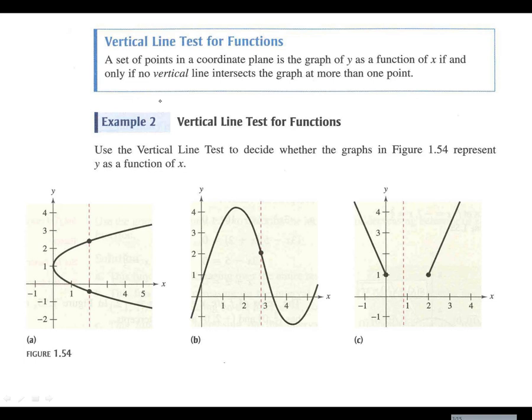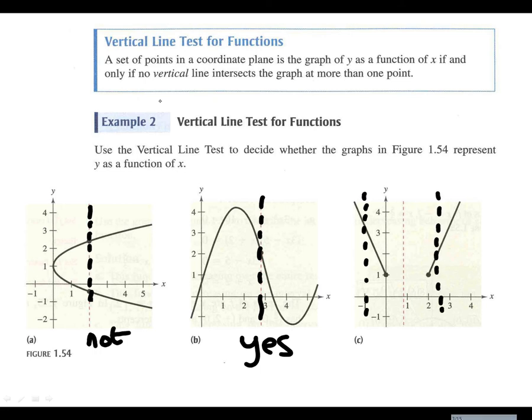All right, so vertical line test, we have talked about this a lot. I think you pretty much understand it. To be a function, you need to pass the vertical line test. So this one does not. This one does. Okay? And on this one, it seems like it passes the vertical line test.